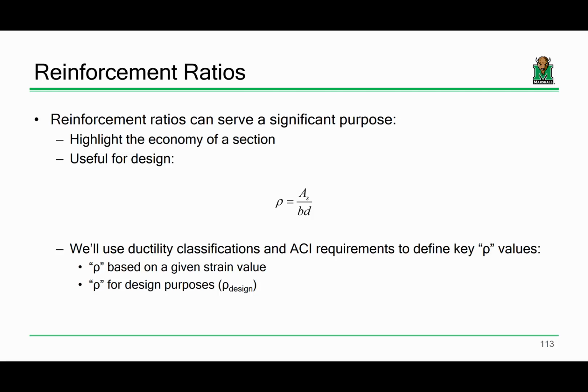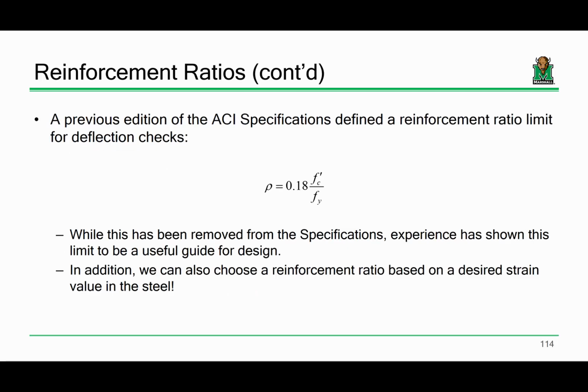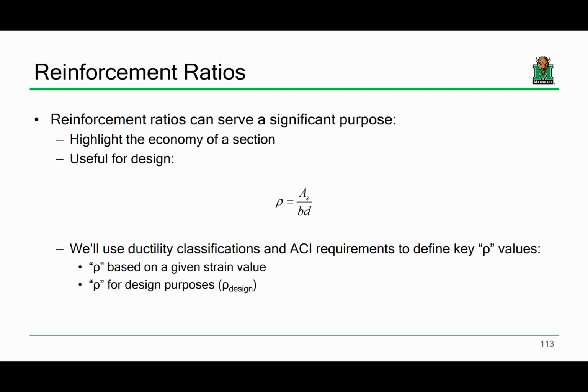Now, in design mode, we need a rho value. And I propose that there's really 2 simple ways of going about it. The first is to use a rho value based on a rho value for design purposes. And the second is to use a rho value based on a given strain. To be frank, this one based on a given strain value is a little more tricky, so I'm going to take my time with that.